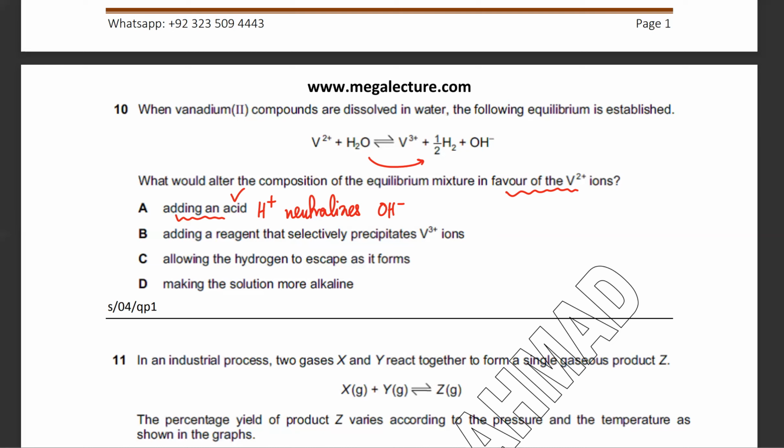Okay, adding a reagent that selectively precipitates V3 plus ions. The meaning of this whole statement is: if you add a reagent that selectively precipitates V3 plus ions, what does that mean? It kind of means you remove V3 plus ions.